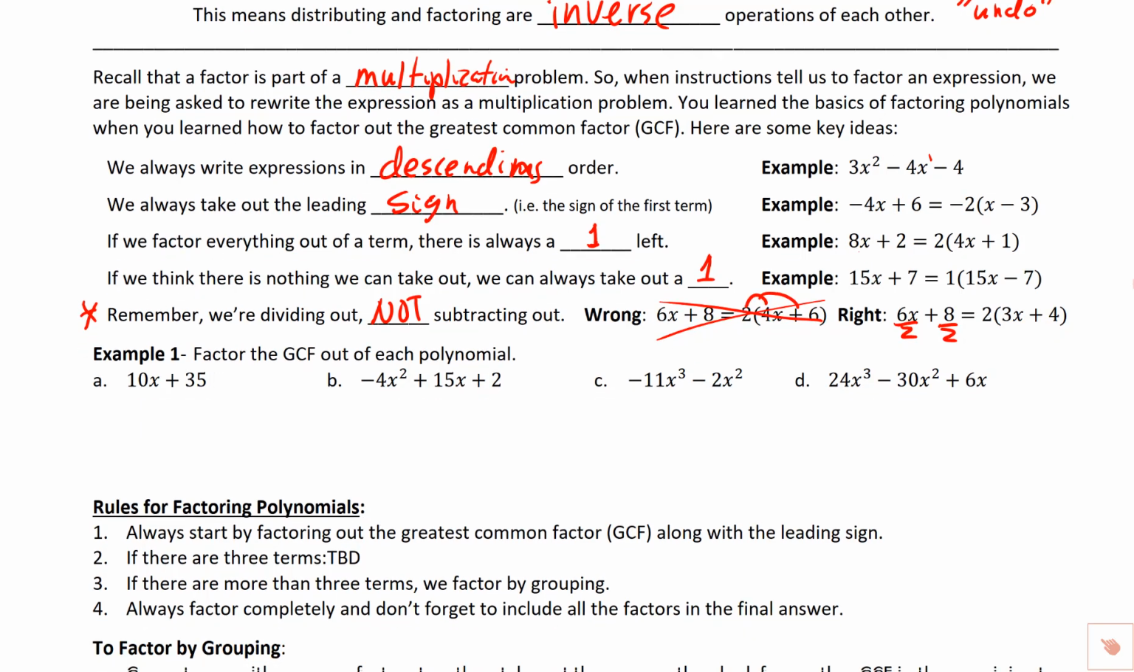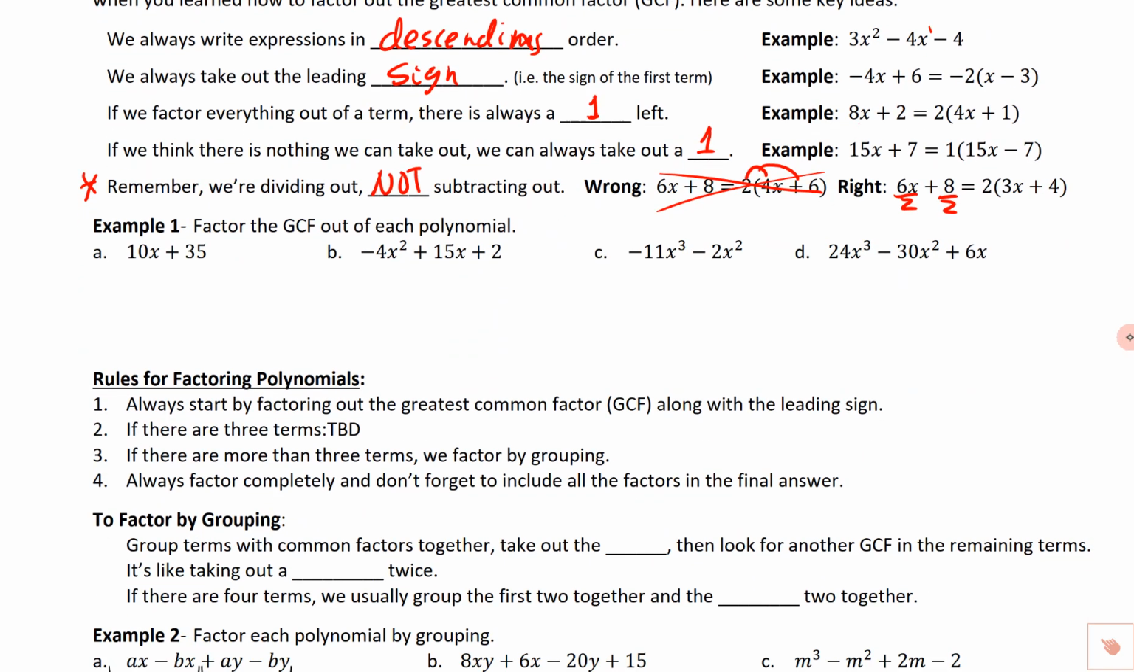Now, quickly, we're just going to go through and do a couple of GCF problems right here. There are 2 terms here. We've got a 10x and a 35. It's written in the correct order, so we're in good shape there. The biggest thing we can take out is a 5.